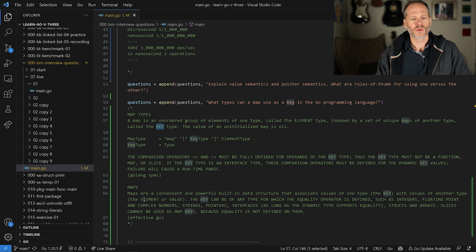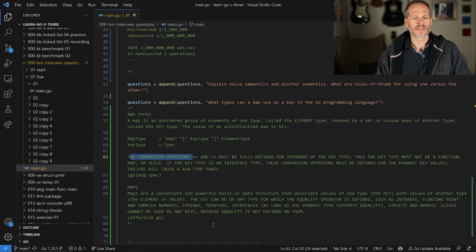Down here, they also refer to the element or the value. So we have basically a key and a value, and the value could also be referred to as an element. The value of an uninitialized map is nil. The comparison operators, equals equals and not equals, must be fully defined for operands of the key type. Thus, the key type must not be a function, map, or slice. If the key type is an interface type, these comparison operators must be defined for the dynamic key values. Failure will cause a runtime panic.